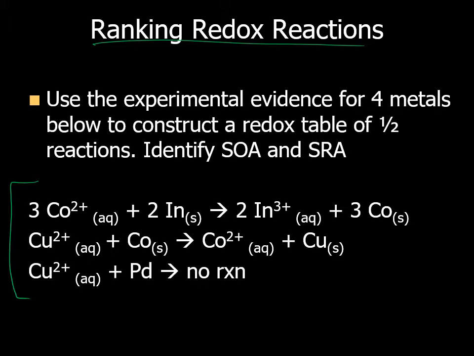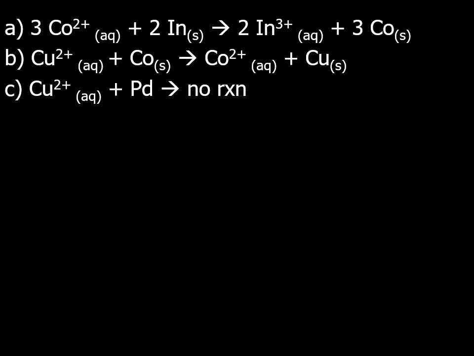The strong oxidizing agents will be on the top left, and the strong reducing agents will be on the top right. We're essentially creating a list of reduction half reactions and ranking them according to who's the strongest oxidizing agent at the top left, and we'll end up with the strongest reducing agent at the bottom right. So the first thing we need to do is consider which reactions happen. So here they are, the same reactions.